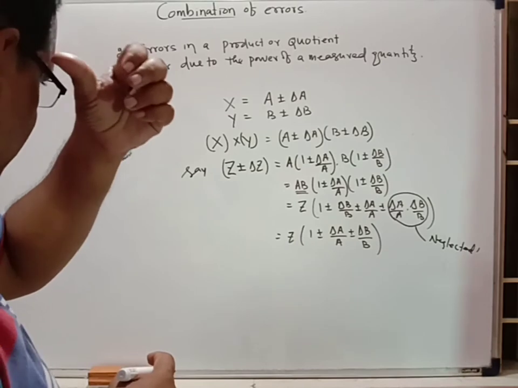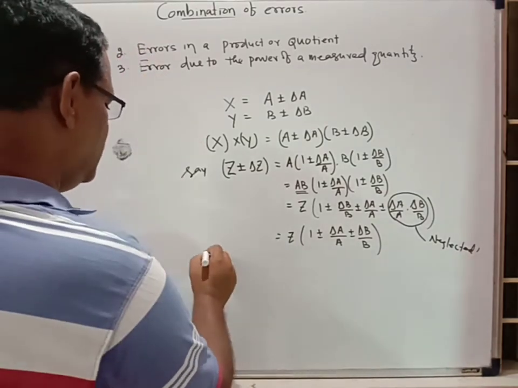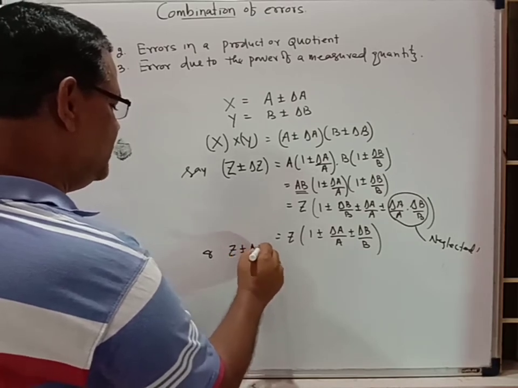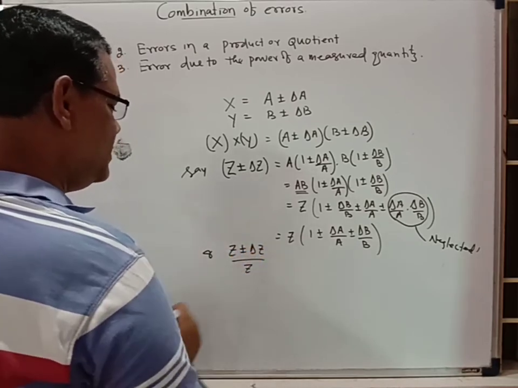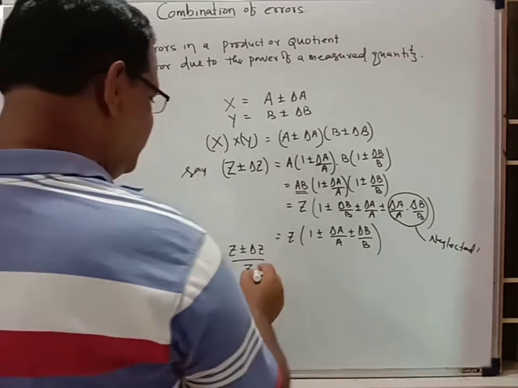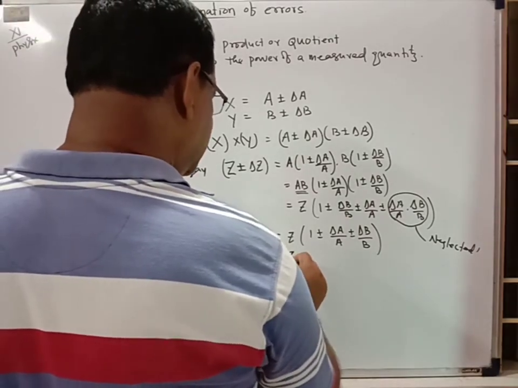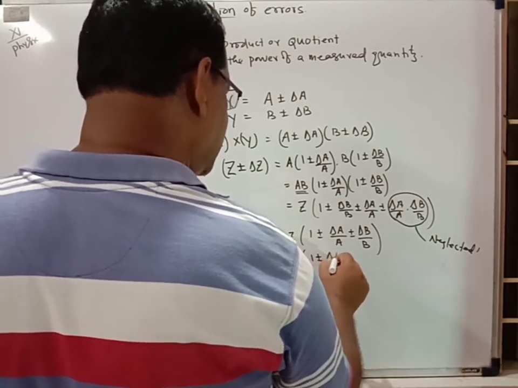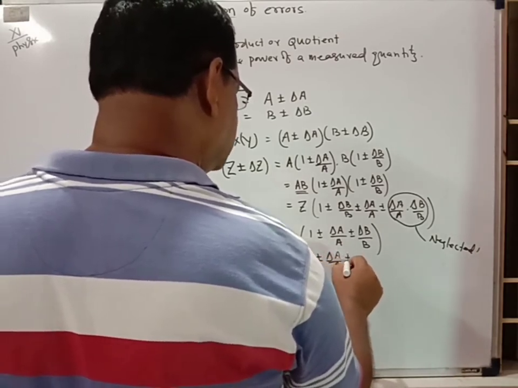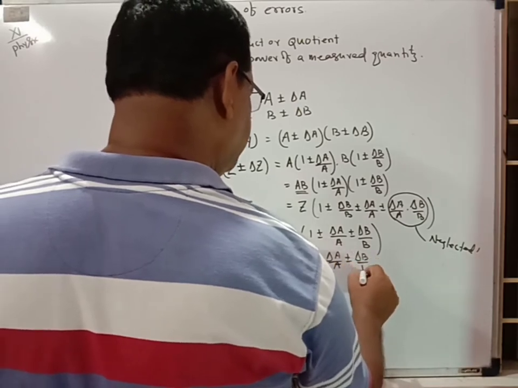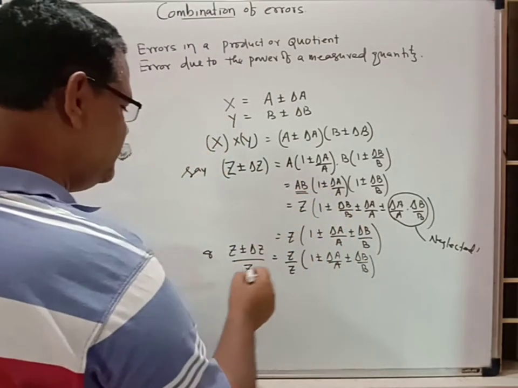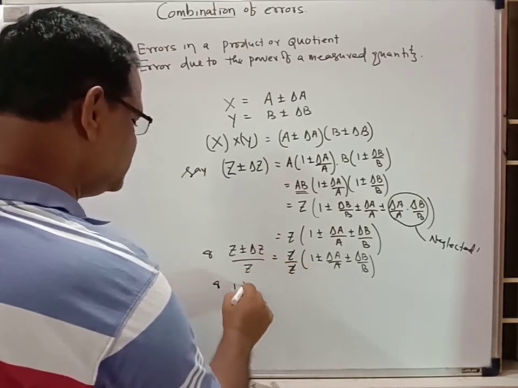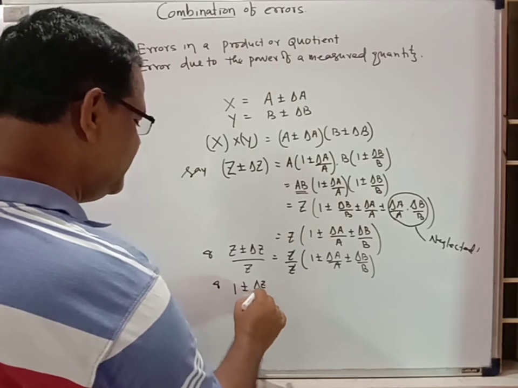So if you divide by Z on both the sides, that is Z plus or minus delta Z divided by Z. You are dividing by Z, so here also you have to divide Z upon Z, and the right side will be 1 plus or minus delta A upon A plus or minus delta B upon B. I think there is no problem. Z gets cancelled, that is Z by Z, so the left side is 1 plus or minus delta Z upon Z.